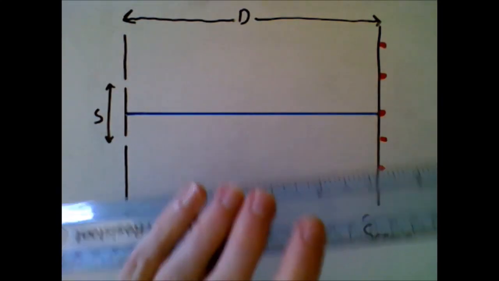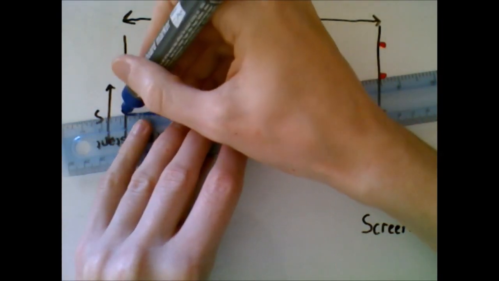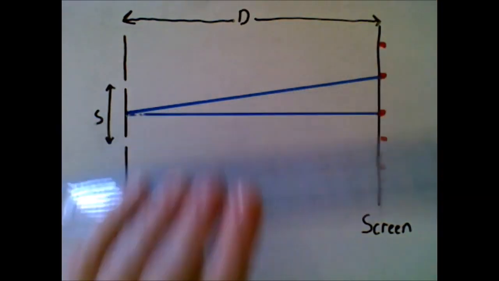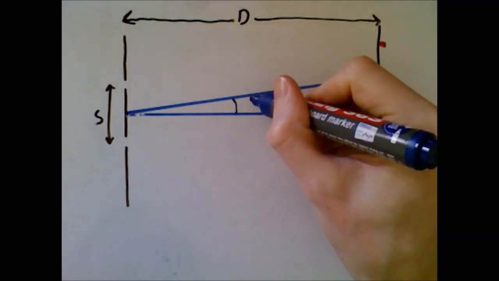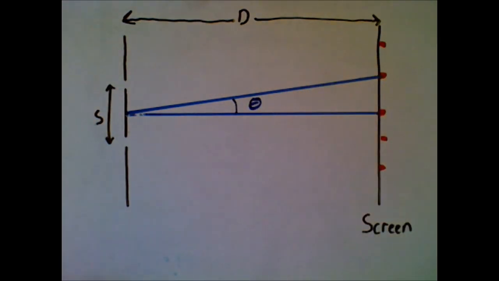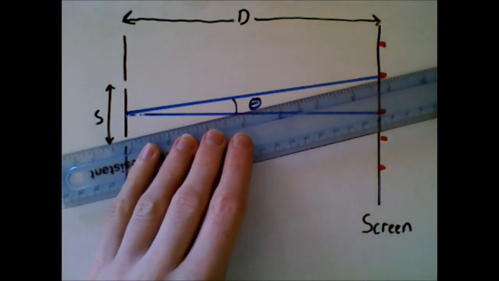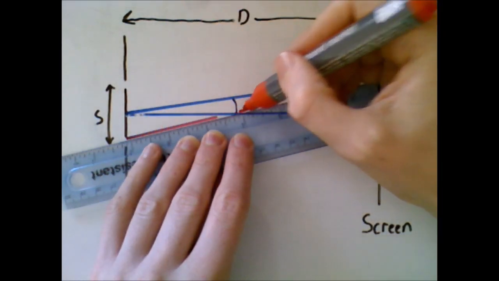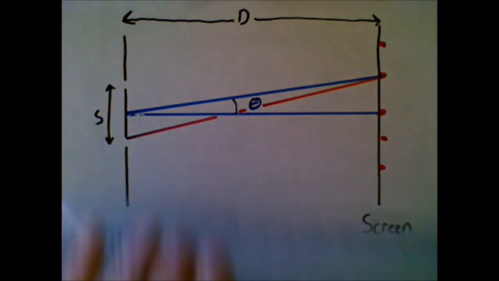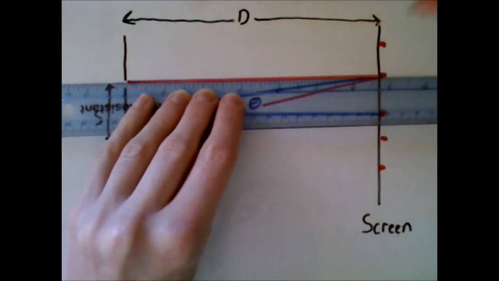And then let's imagine this first bright fringe up. I'm going to call this angle in here theta. Now let's think about what's actually happened in order to get that first bright fringe. We've got light from this slit here, and we've got light from this slit here, and they are interfering.